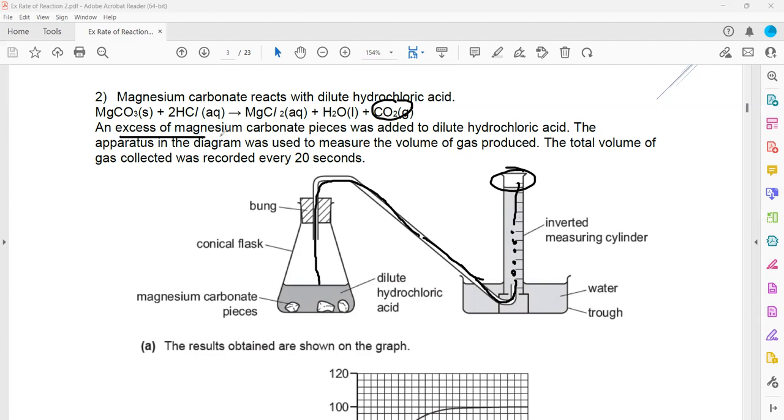An excess of magnesium carbonate. So whenever two reagents are there, one is in excess. Excess means when the reaction finishes, this will be left. The other reagent will be the limiting reagent or limiting factor. This means if I change the limiting factor, it will affect the rate and it will affect the amount of product. But if I change the excess reagent, it only changes the rate of reaction, but not the amount of product. They already mentioned in the question that magnesium carbonate is in excess. So obviously hydrochloric acid will be the limiting factor.